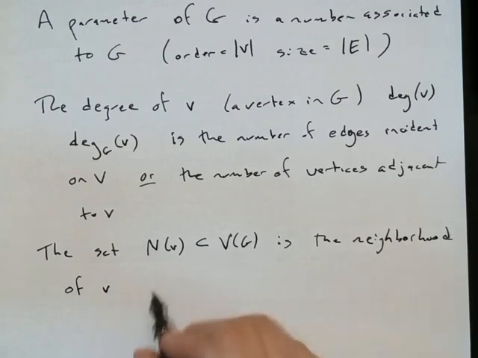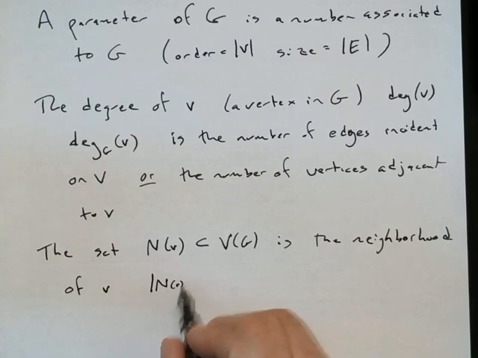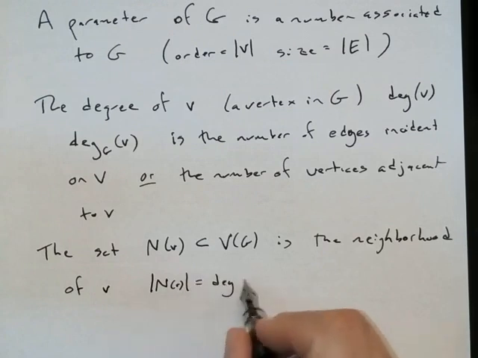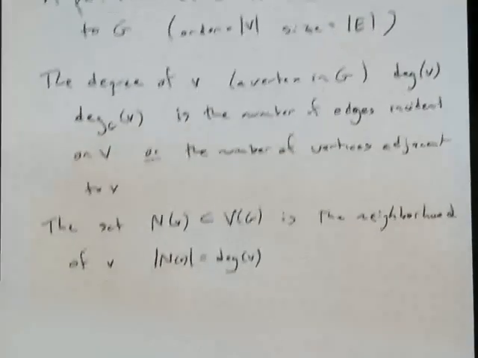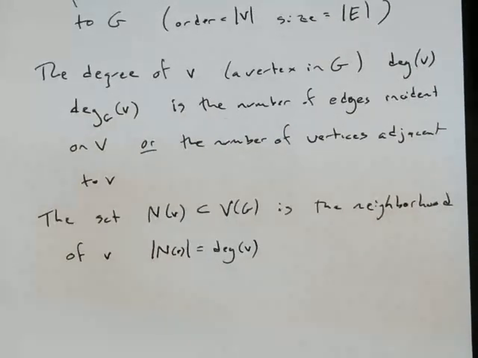In a simple graph, the size of the neighborhood is equal to the degree of the vertex. Again, that's because these two definitions are the same. But the set N of V, the neighborhood, is the set of adjacent vertices. If I want these two to match, I have to be in a simple graph. Questions?